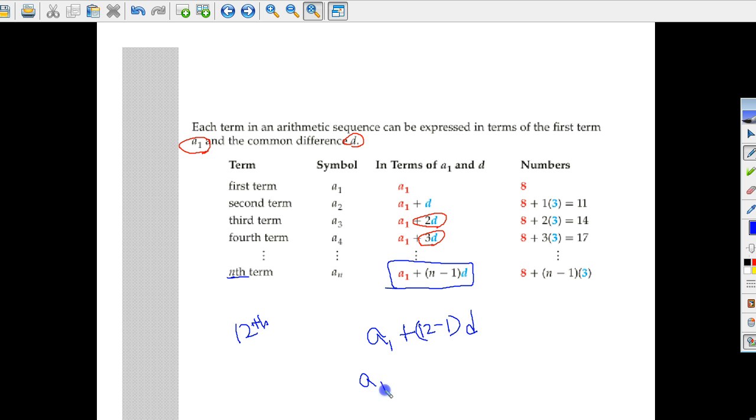So now you have a1 plus 11 times d. Okay, if I wanted to find out what the 12th term is.